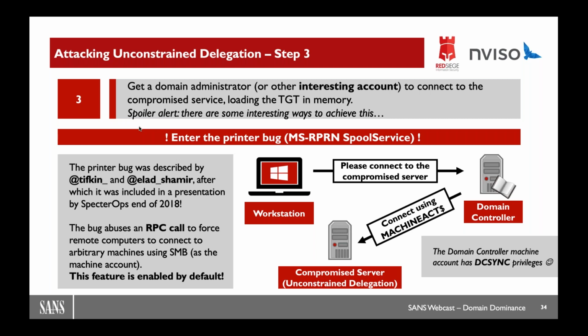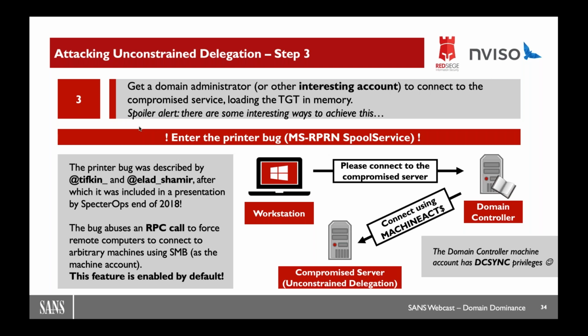I could use the printer bug. What is the printer bug? It's an interesting vulnerability, if you will, which is enabled by default and which Microsoft has currently stated that they won't fix, which will allow a remote system to forcibly have an RPC call from a system to another system. So what's going on in this small diagram? From any workstation in the domain, I abuse what we call the printer bug, and I force a domain controller to connect to a system that has unconstrained delegation. Now that connection will take place using the machine computer account. The machine computer account of the domain controller has DCSync privileges.